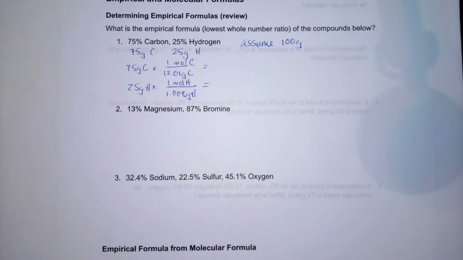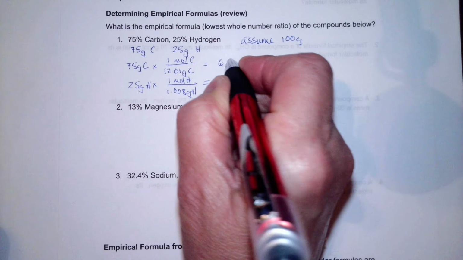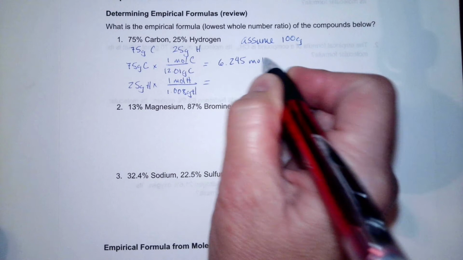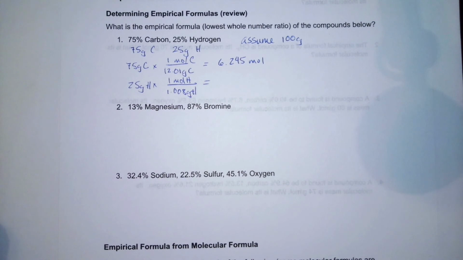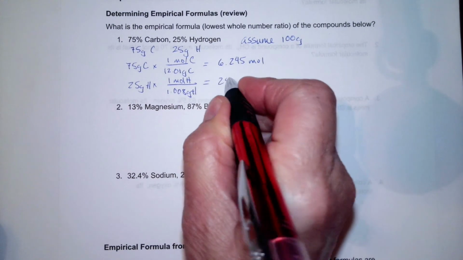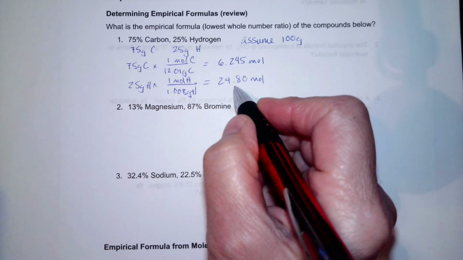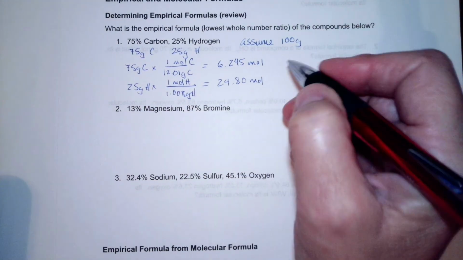And if we get the calculator to do this, we input 75 divided by 12.01, which gives us 6.245. Units are moles. And 25 divided by 1.008 gives us 24.80 moles. So this is pretty clearly 4-to-1. We can check.